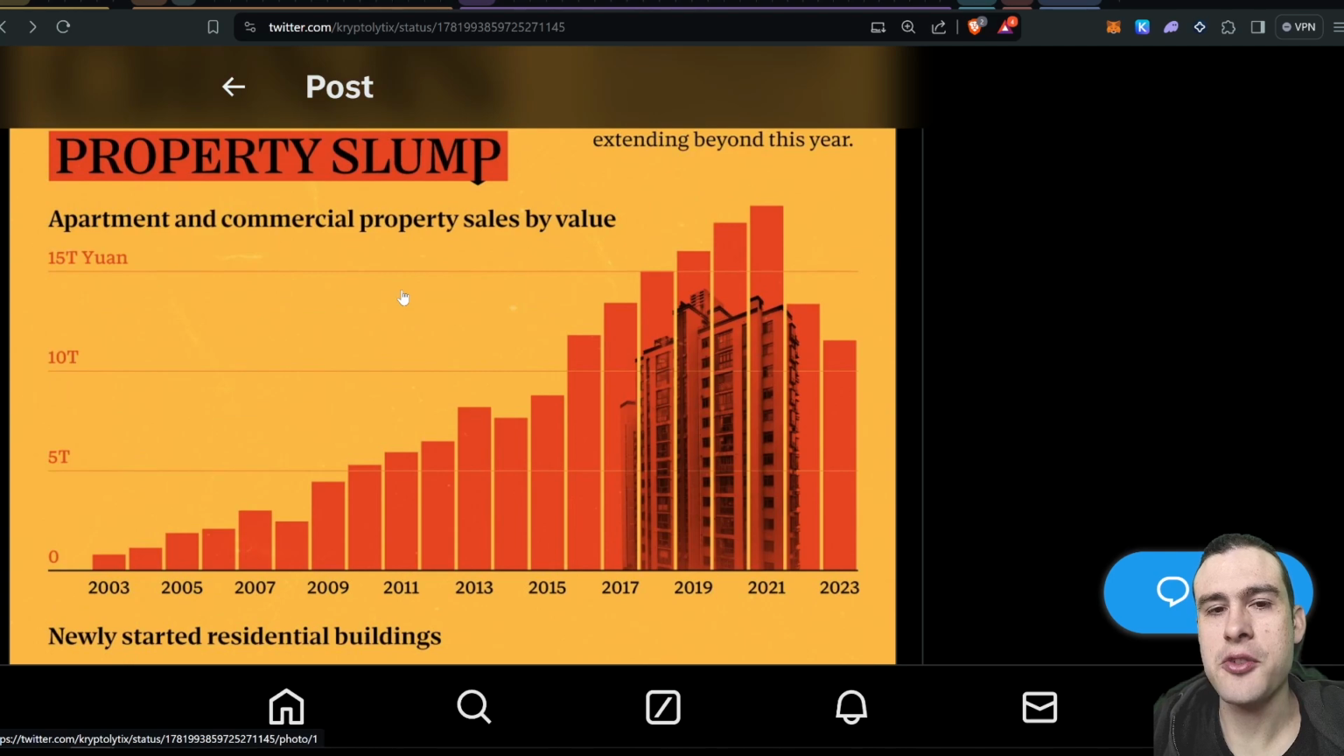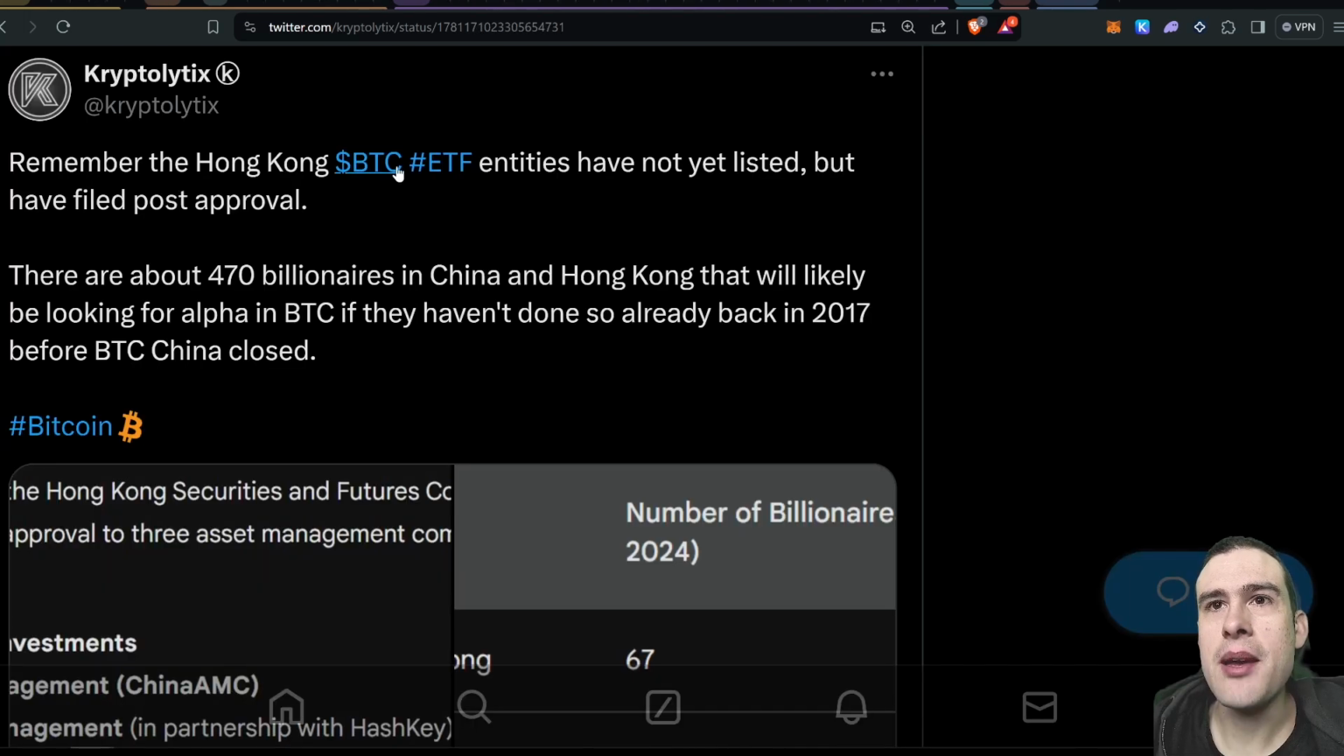I'm sure we'll start to see those populate into CoinGlass so we can actually keep track of them, along with BlackRock and all the rest. Remember that the Hong Kong Bitcoin ETF entities have not yet listed, but have filed post-approval. Now, let's have a quick look at potential money that could flow into the ETFs based on this information.